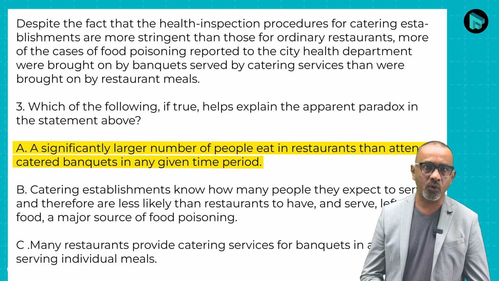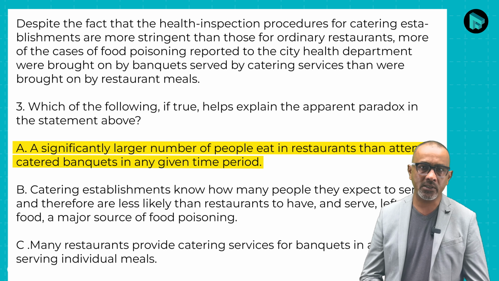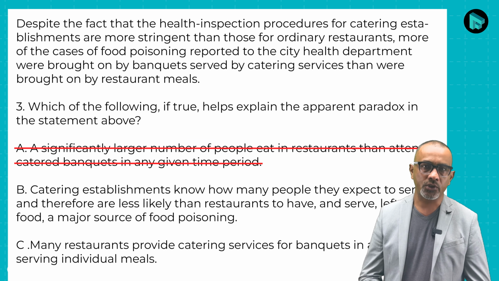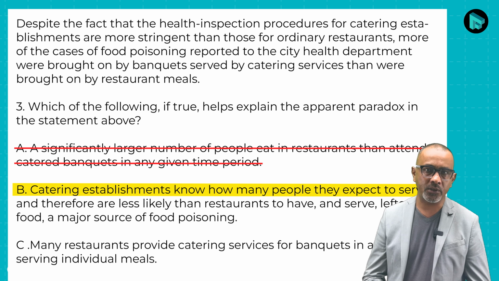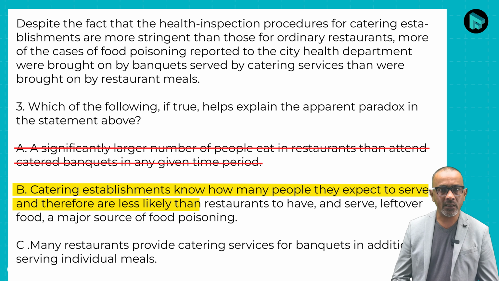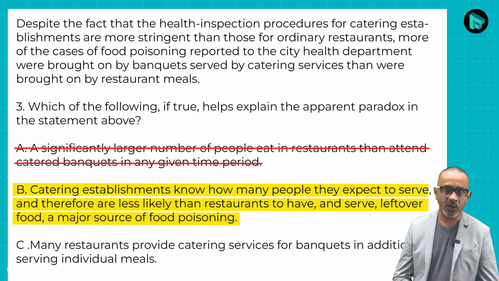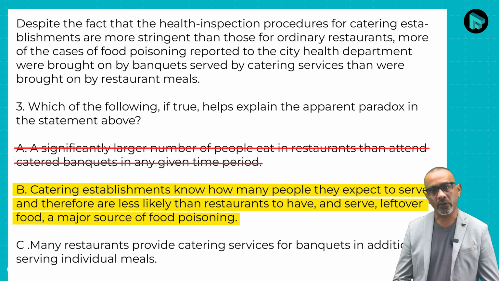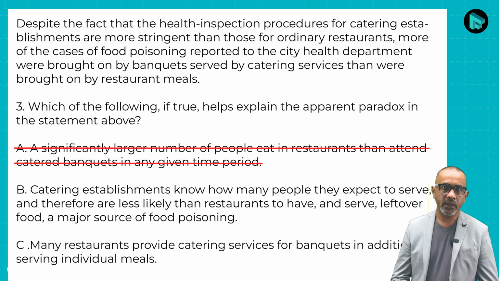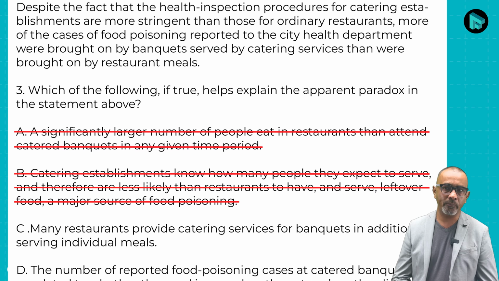There is no relation of cause and effect between the prompt and this statement, and thus this choice can be eliminated. Choice B: Catering establishments know how many people they are expected to serve and therefore are less likely than restaurants to have and serve leftover food, a major source of food poisoning. This suggests that catered events should have fewer cases of food poisoning, which only deepens the paradox rather than resolving it. It doesn't explain the higher reporting rate from banquets.